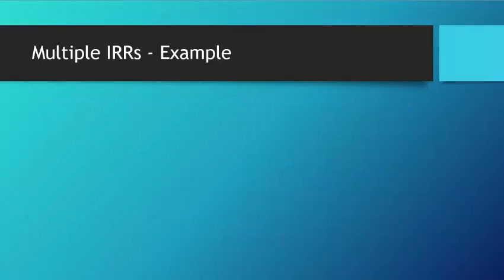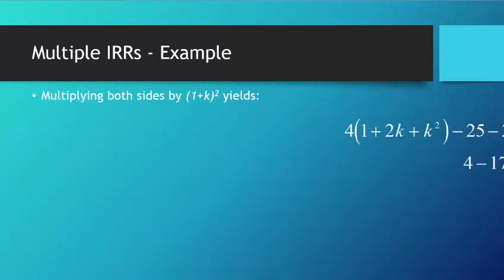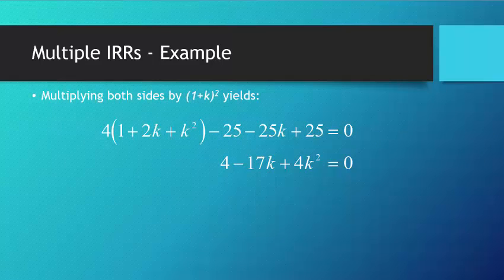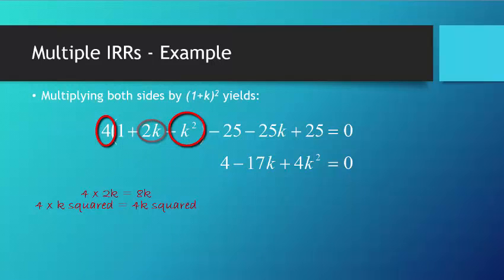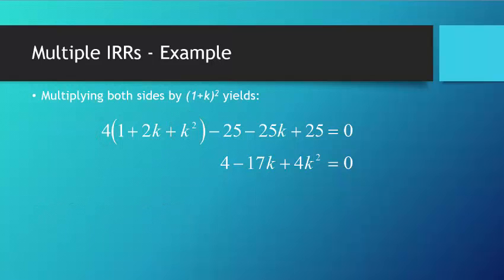Okay, if you didn't get that, let me try that one more time. Multiply both sides by 1 plus k squared yields just that. Whew. And by the way, in the first case, I did the 1 plus k squared and expanded it. So we get the 4 plus 8k plus 4k squared minus 25 minus 25k plus 25. Wait, the negative 25 plus 25 leaves me with nothing in that instance.